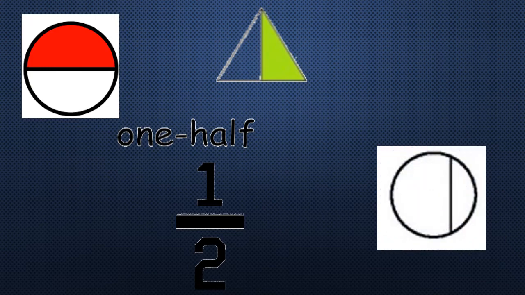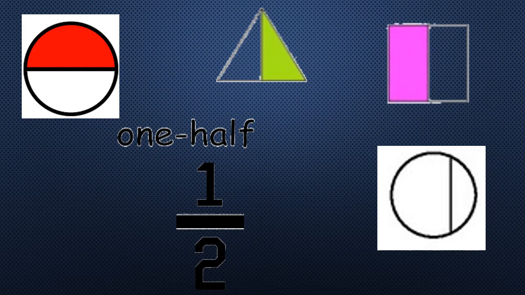So tell me, is this shape half? Of course not. Why? Because it's not equal parts. And this square, yes, it's half, because we divided it into two equal parts, and because we colored one part from the two parts.